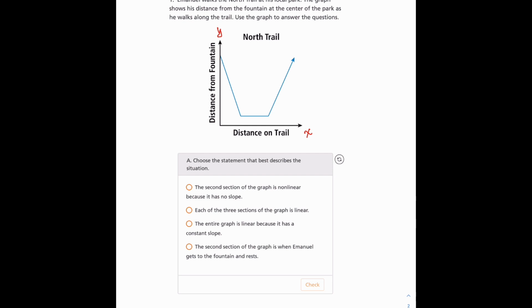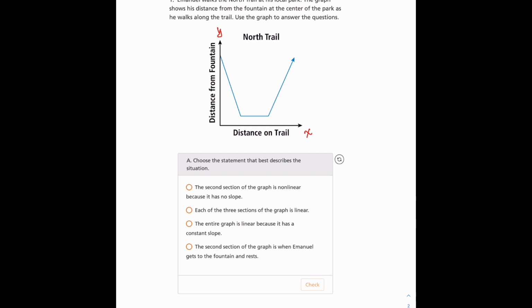Choose a statement that best describes the situation. The second section of the graph is nonlinear because it has no slope. Okay, is that true? Well, what is the slope of the second section of the graph? The slope is 0. That is still a slope. It is still linear. It's still a line. So the first one is not correct.